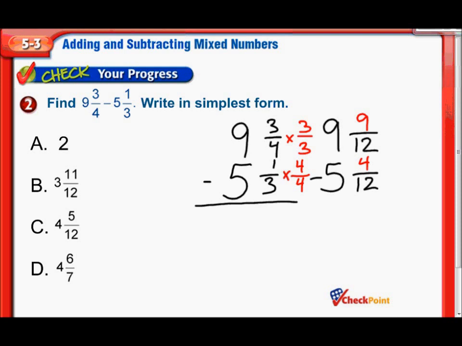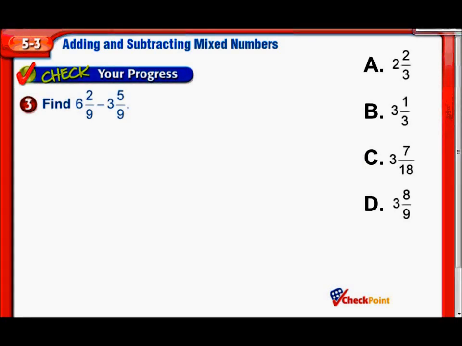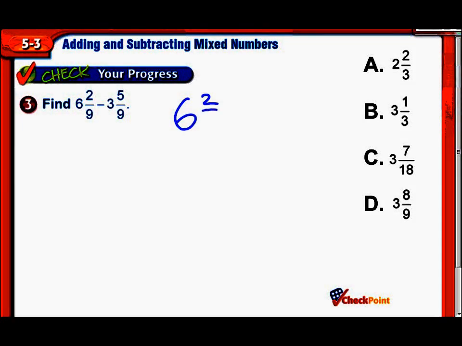All right, now we can finish this up. 9 minus 5 is 4, and 9/12 take away 4/12. Well, that's 5/12. Does that match one of our answers? Sure does. Okay. 6 and 2/9 take away 3 and 5/9. All right, let's set that up. 6 2/9 minus 3 and 5/9.